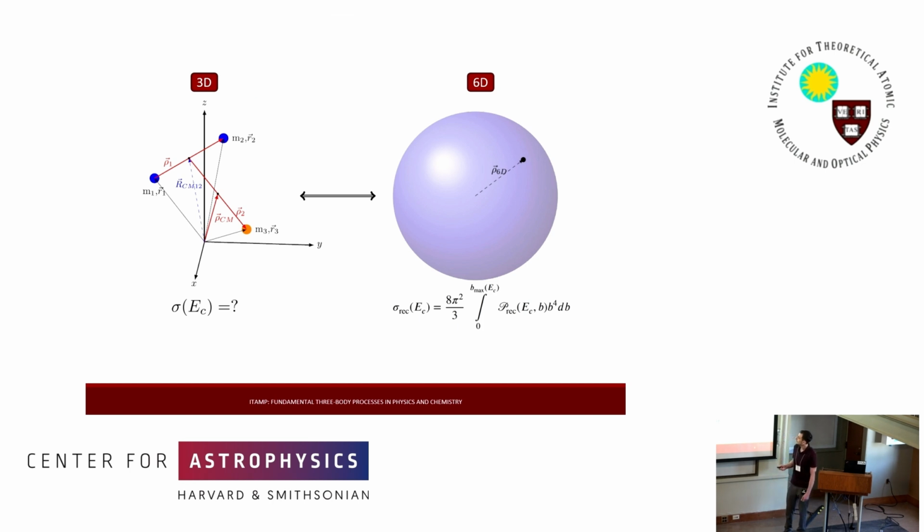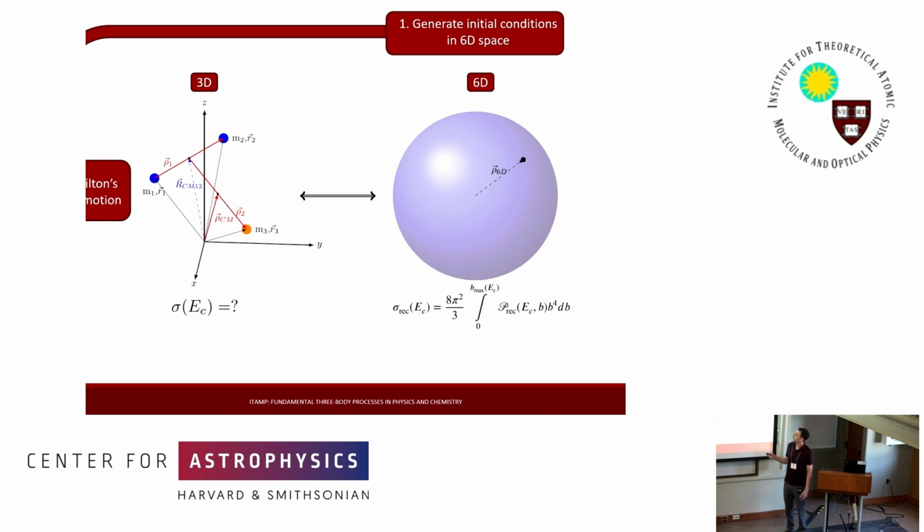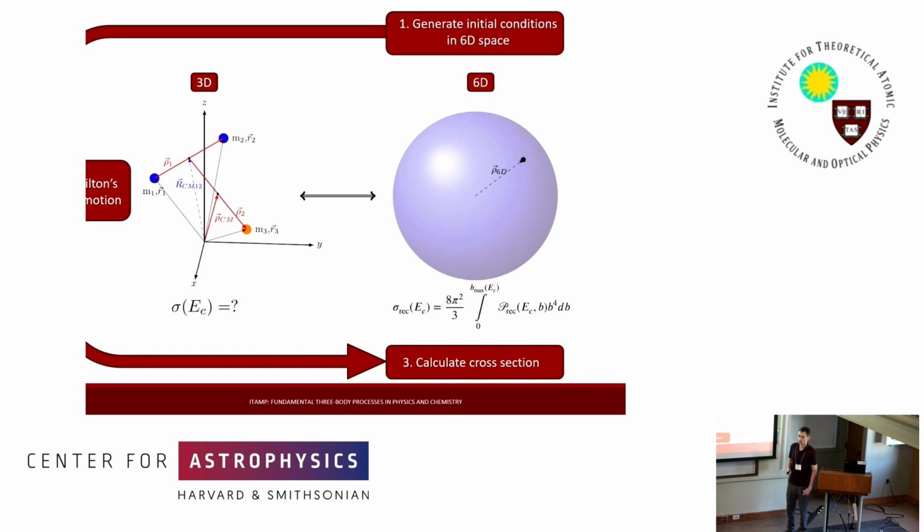The first step is to generate our initial conditions in 6D space, and we do this randomly. Our method is a Monte Carlo method. We randomly generate our initial conditions so that we sample all of the available trajectories for our system. Next, we move back into 3 dimensions using our map to solve Hamilton's equations of motion, so everything is purely classical. And then we can calculate our cross-section by just calculating the probability of a reaction occurring given these initial conditions that we've randomly generated.